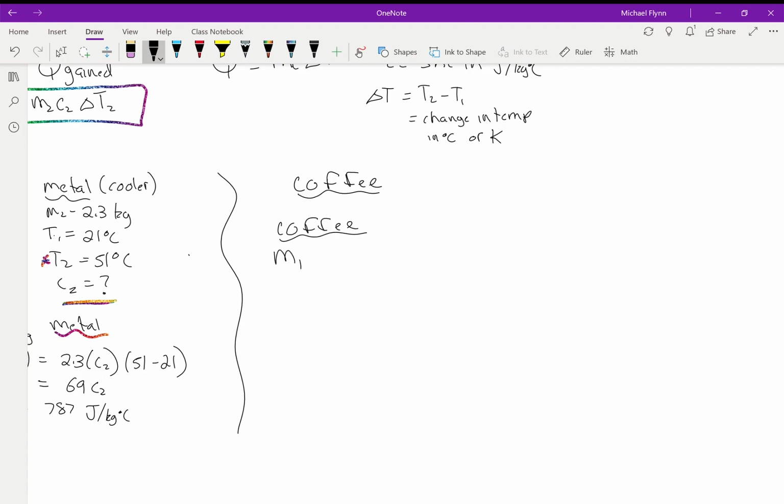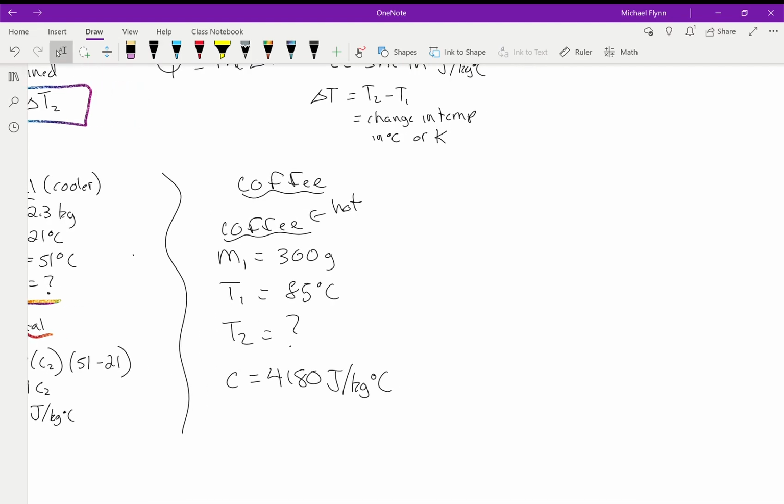We'll say its mass, M1, is, let's make it 300 grams. Let's say its initial temperature is 85 degrees Celsius. What we're looking for is the final temperature. It is obviously the hot object, right? And then its specific heat. Now the question doesn't tell you, but you can assume that the specific heat of coffee is the same as water. And by the way, you can do that all the time. All right, now that's coffee.